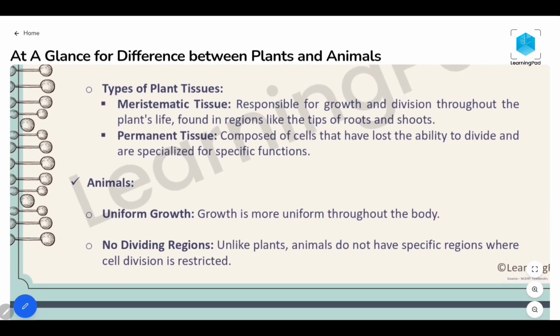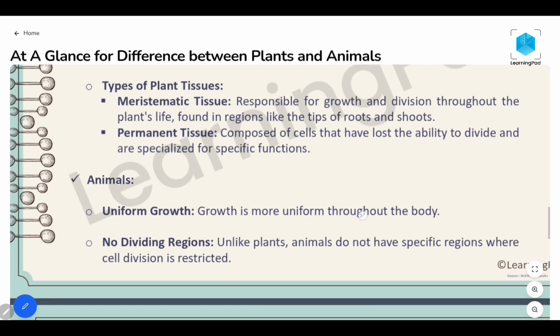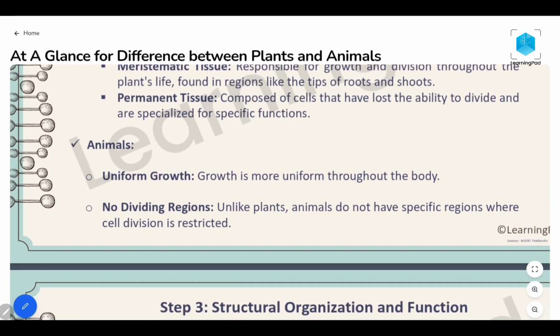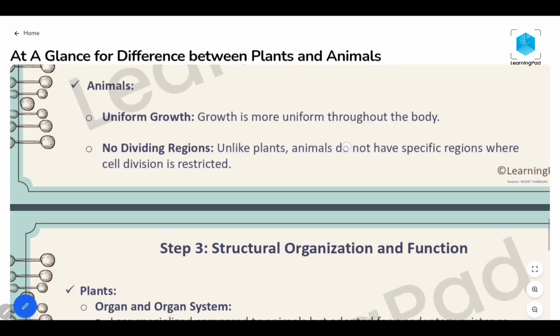Then if we talk about animal tissue, in animal tissue the growth is uniform throughout the body, and there are no such regions in animals for dividing or regions where the cell division is restricted. There is no such division region.